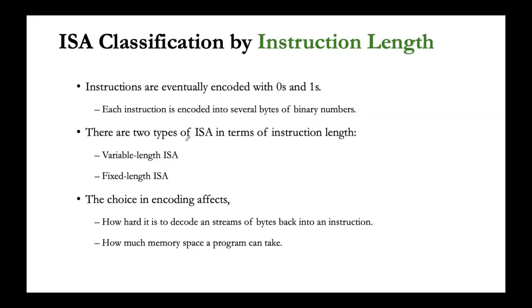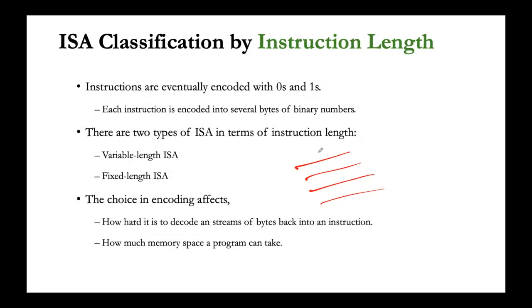So based on that, there are 2 types of ISA in terms of the instruction length. We call them the variable length instruction set architecture and the fixed length instruction set architecture. The choice in encoding affects how hard it is to decode. Encoding is easy, but decoding them, as some sequence of instructions are going to be executed.